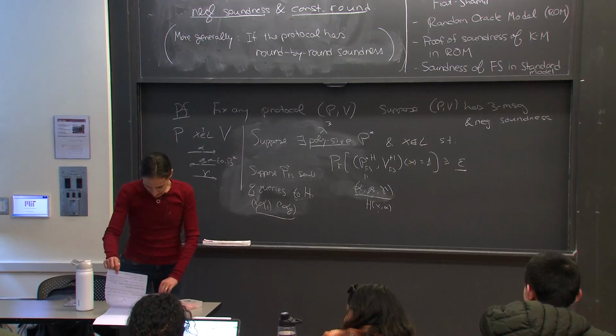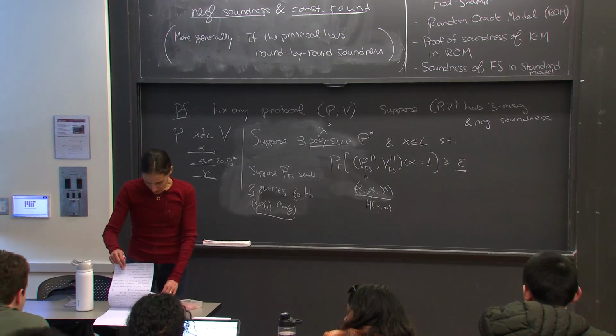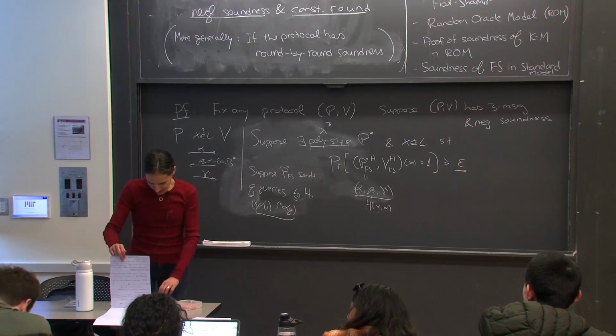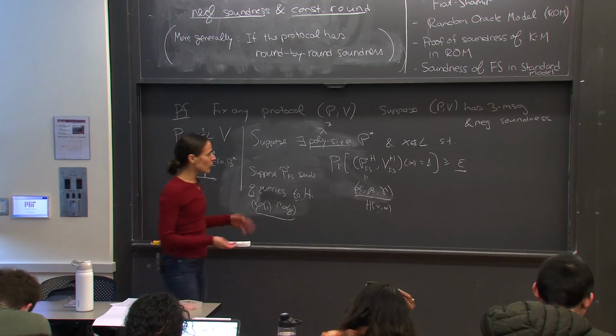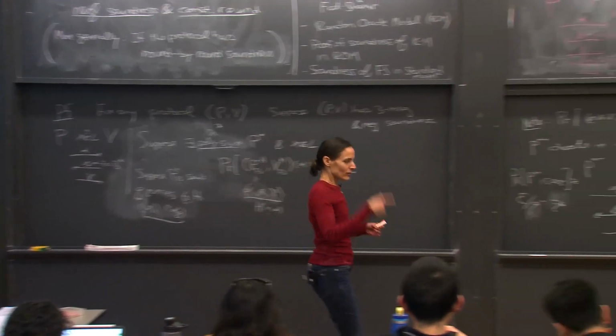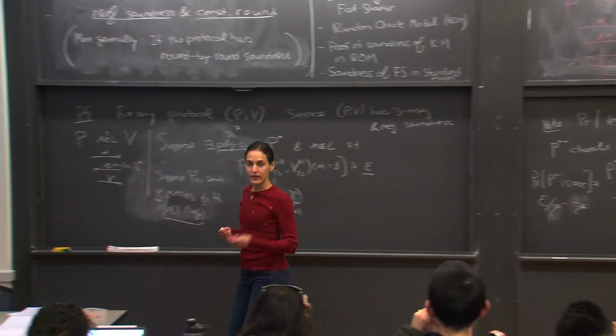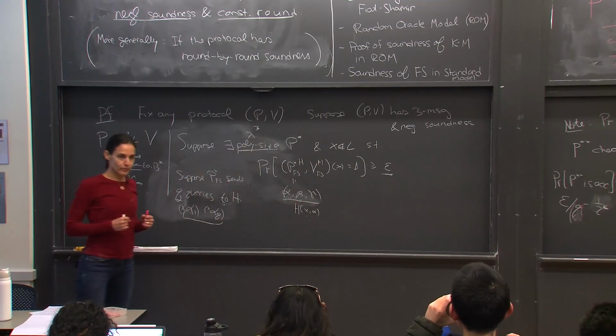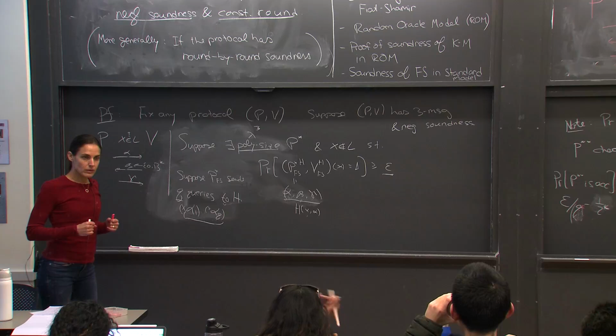I'm trying to think if I want to, maybe I'll end with a round by round soundness. It's not as interesting, but let me just say a few words on it, just so I can check the box. So what was the verdict on the zero knowledge proof? You cannot do it in parallel?